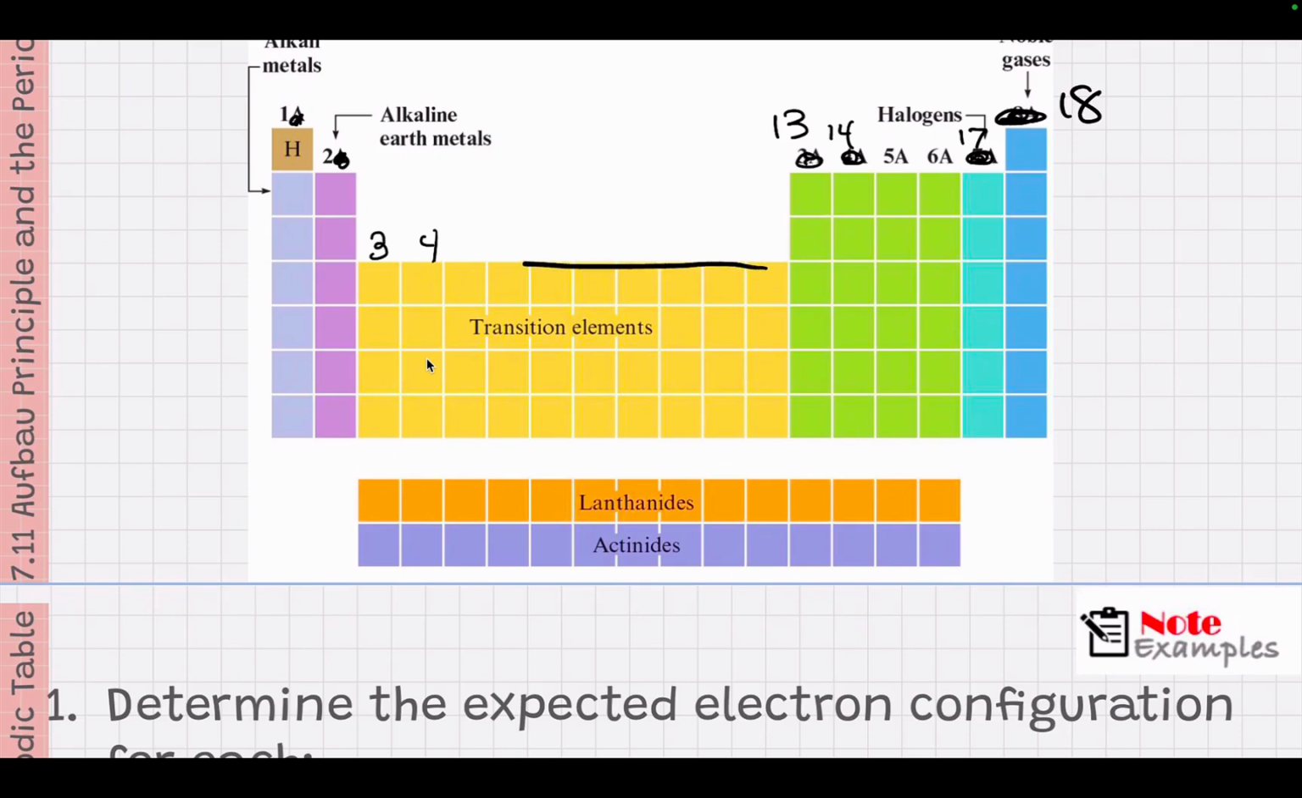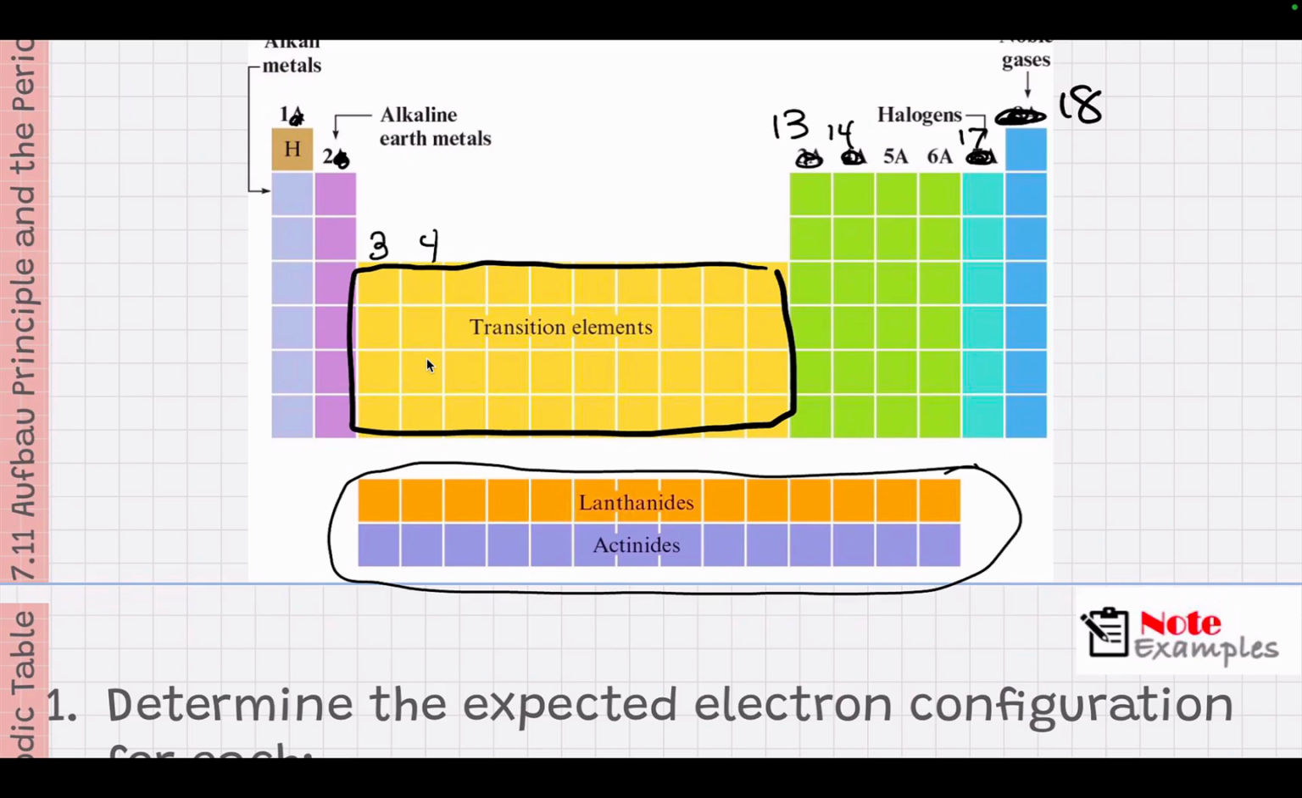Transition metals are what we call also the d block. They're in the midst of filling the d orbitals. And then the f block we can call the lanthanides. It's the first row of the 4f. And then the actinides would be the second row, the 5fs.